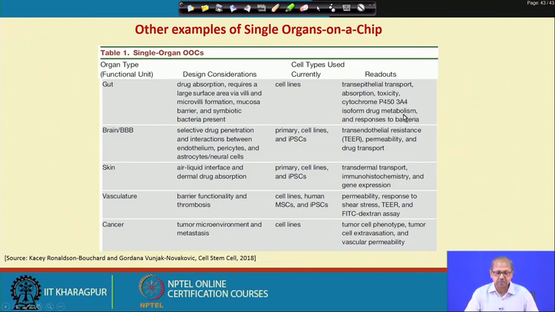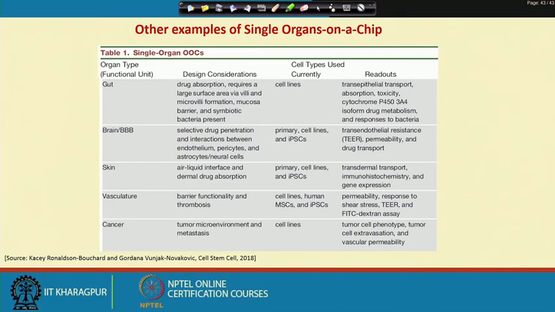In the same way, for the blood brain barrier, the readouts are transendothelial resistance, permeability and drug transport. For the skin, transdermal transport and gene expression. For vasculature, permeability, response to shear stress and transendothelial resistance. And for tumor, a lot of things we have already discussed to some extent in our earlier lecture, and for the tumor model, metastasis and how cells extravasate from one place to another.